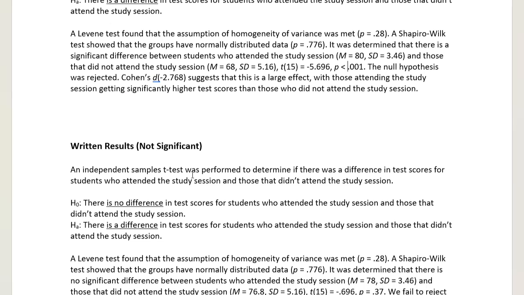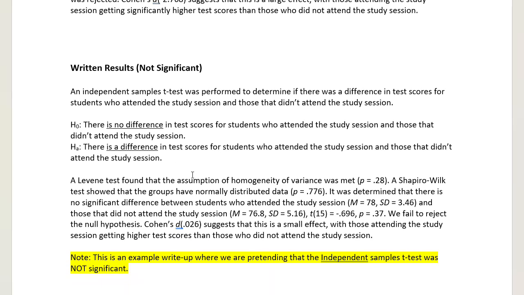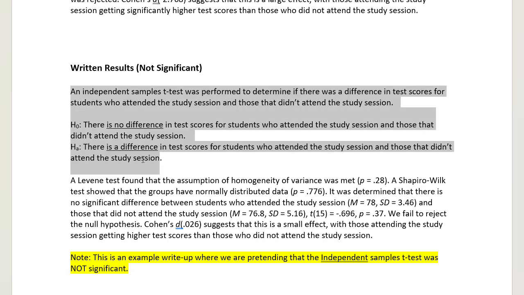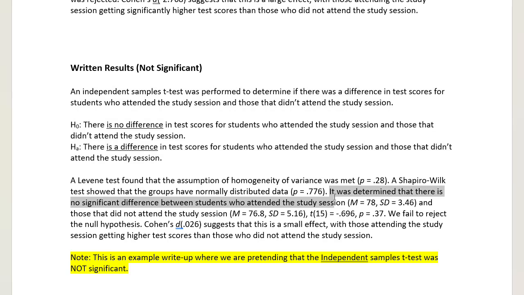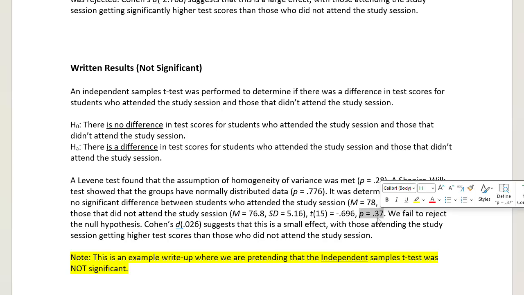And then I also went and included non-significant results, just in case you get non-significant results. This is how you would write it up. This information is all the same. This information is even the same. The only difference is starting right here. It was determined that there is no significant difference between students who attended the study session and those who did not. You can see that the no significant difference is coming from that p-value.